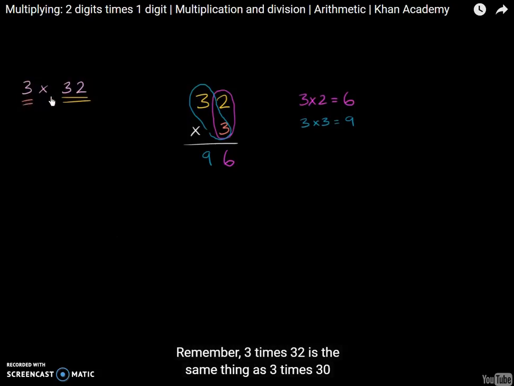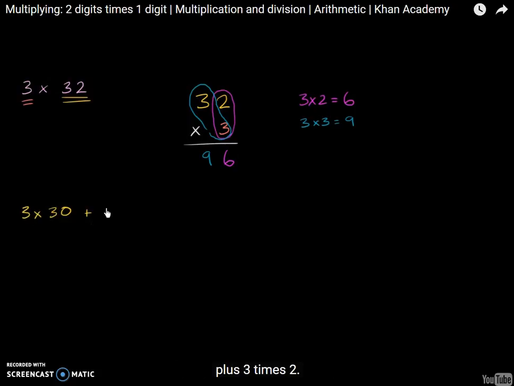Remember, 3 times 32 is the same thing as 3 times 30 plus 3 times 2. And if you look at it that way, that's essentially what this process did. We did 3 times 2 is 6, 3 times 30 is 90. You add them together, you get 90 plus 6 is 96.